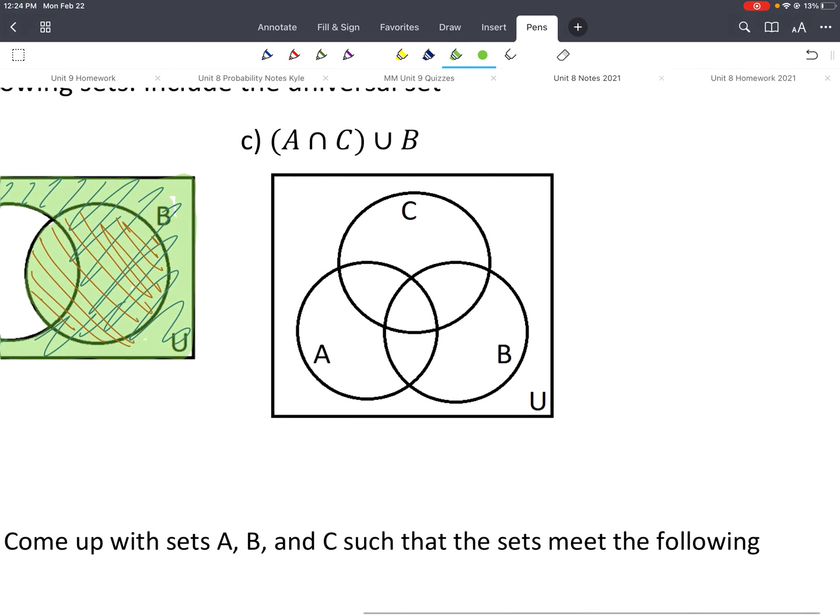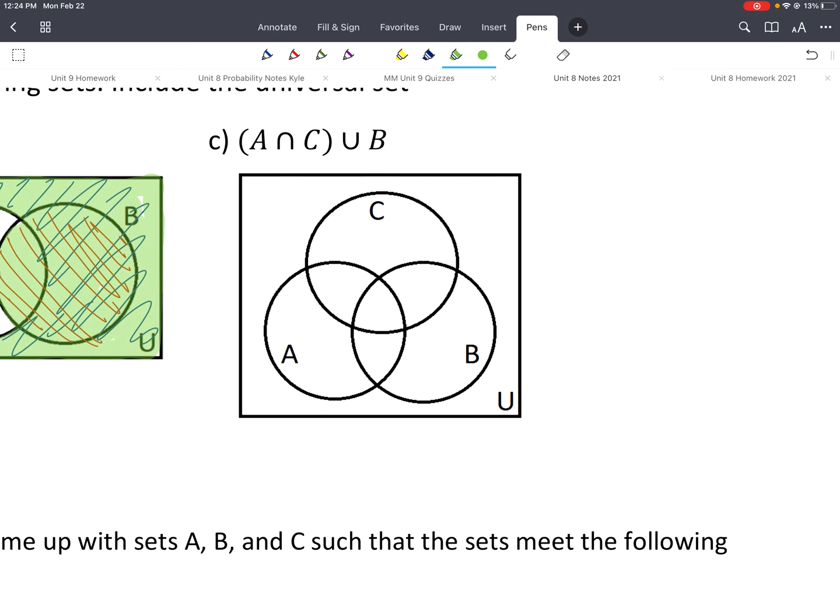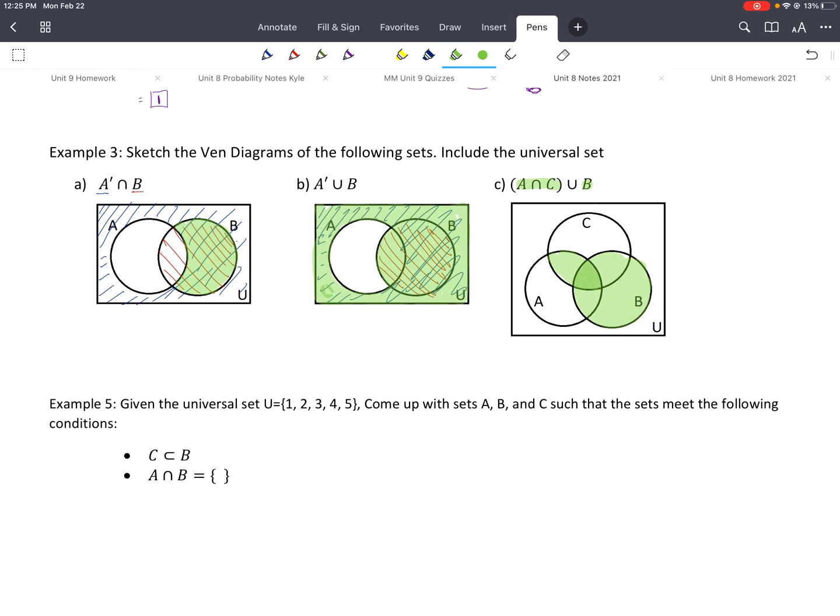All right, and let's talk about this one. So again, we can just color it piece by piece. We might be able to come up with this one by ourselves. What is A intersect C? So what they have in common would be this. And then we're going to union it to whatever B is. Well, we know that B is this. So we want all that's being colored, because we're unioning them. So it'd be that whole thing that's colored.